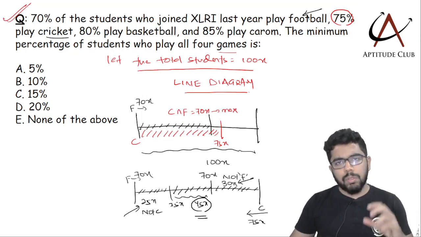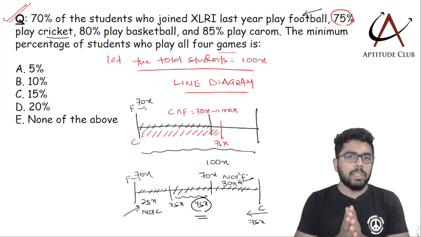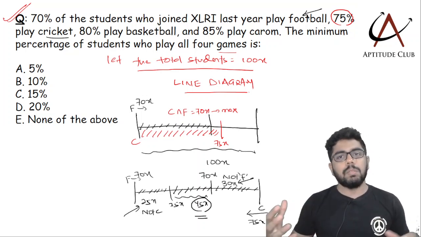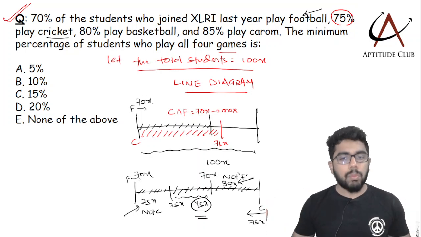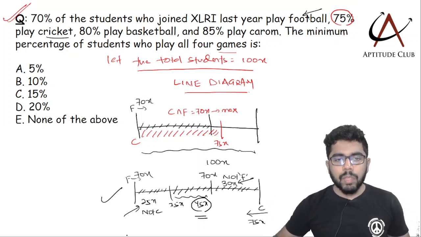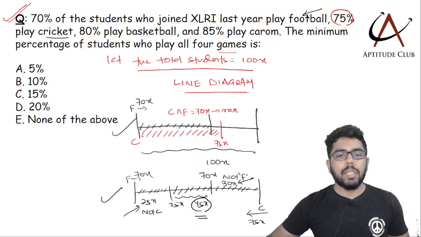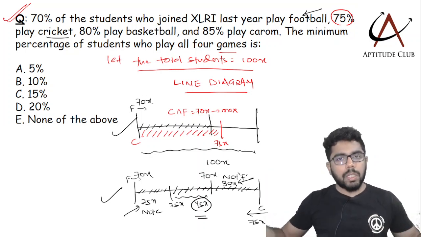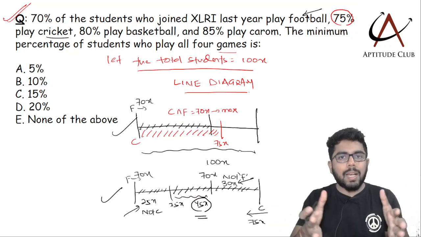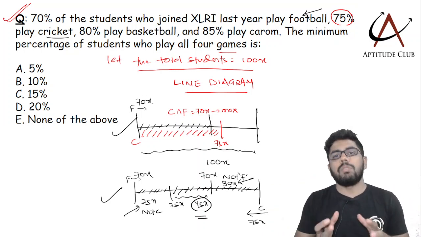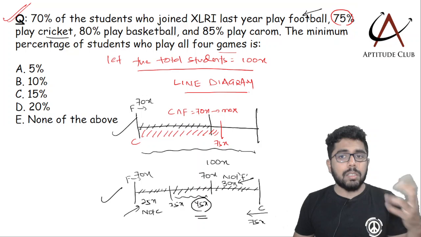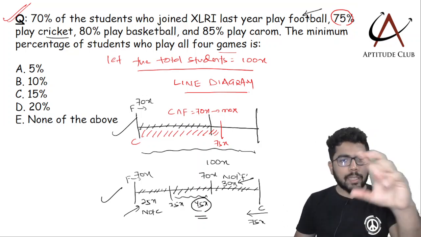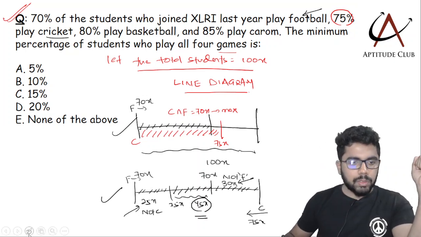So this tells you a very important thing: if you want to maximize, you take both the parameters from the same side, and if you want to minimize, you take them from opposite ends, just like we did here. If you want to maximize, you take them from the same end so that the overlap is maximum. If you want to minimize, you take them from opposite ends so that they overlap as little as possible. Lesser the overlap, lesser the intersection, lesser the number of people who play both the sports. So that's the rationale of using line diagrams.